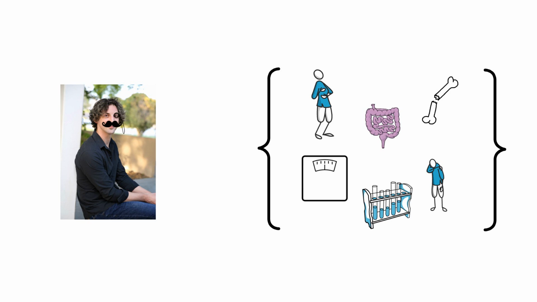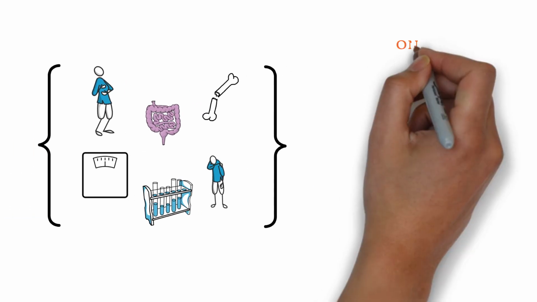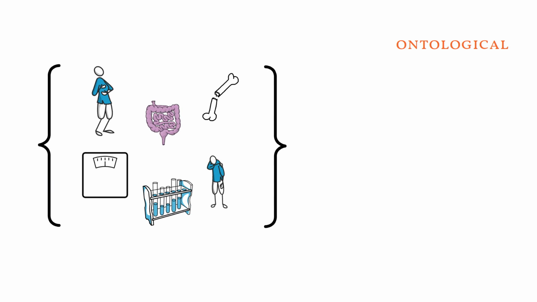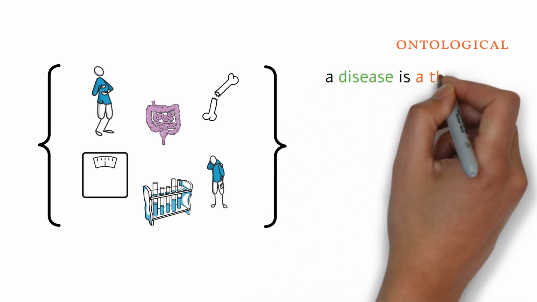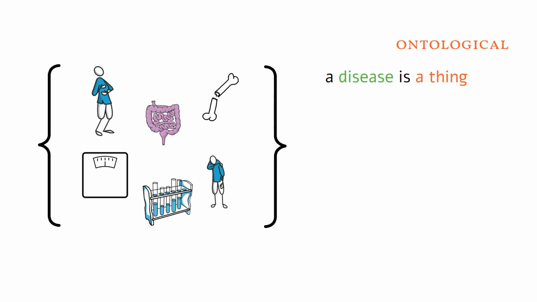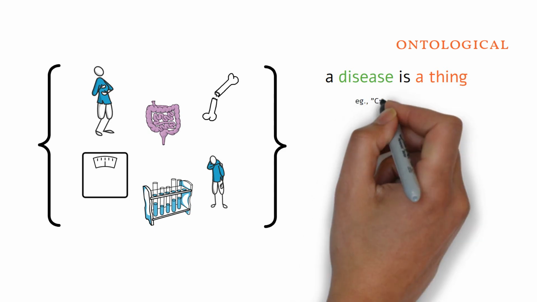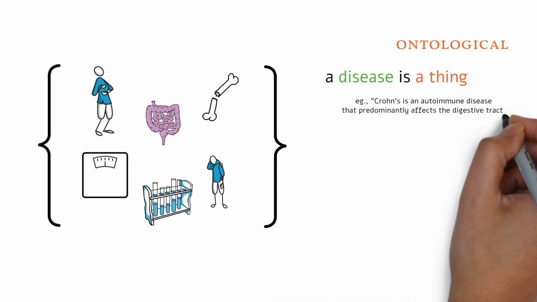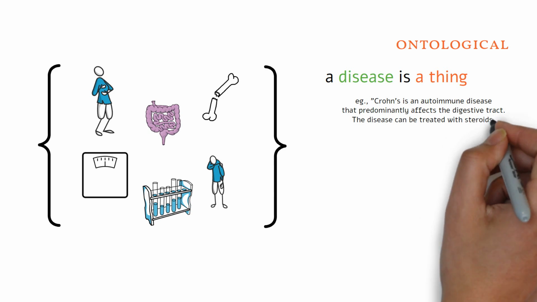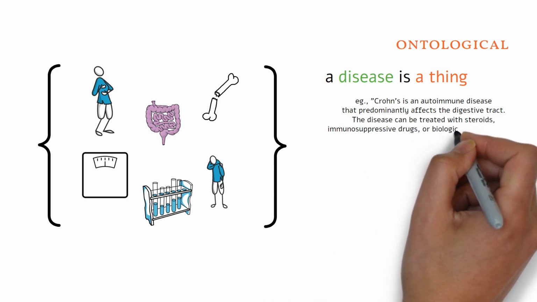We are, as Engelhardt says, enjoined to action. Let's treat him. But wait, what are we treating? Engelhardt gives us two ways to conceptualize this. The first, the ontological model, looks to cluster signs and symptoms into solidified categories that constitute a disease entity, a thing. In this case, Crohn's disease. Crohn's is an autoimmune disease that predominantly affects the digestive tract. It can be treated with steroids, immunosuppressive drugs, or biologics in severe cases.